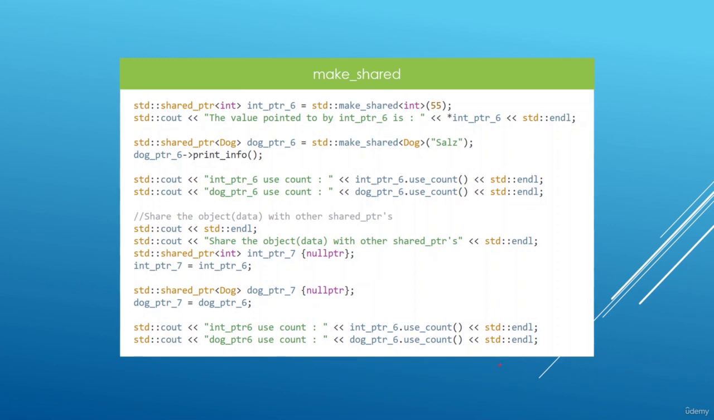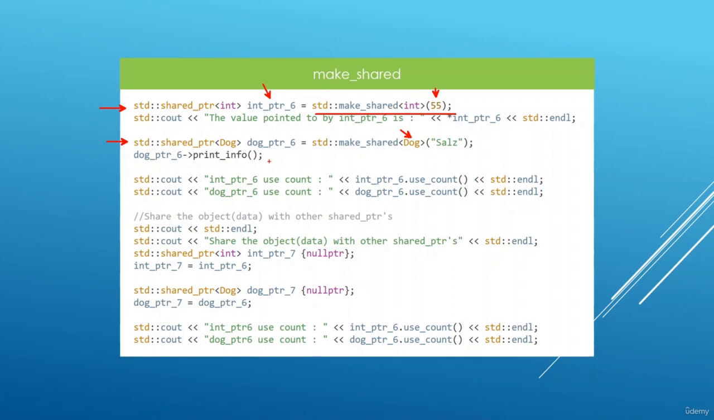Another thing we can do is use make shared, which is a facility that is going to help us avoid using the new operator directly. For example, here, this is going to set up a new piece of memory that is going to be pointing to a location containing the 55 here. And we're going to be managing that piece of memory through the shared pointer here. We can also set up another shared pointer, which is going to be pointing to a dog object. This is the syntax you can use.